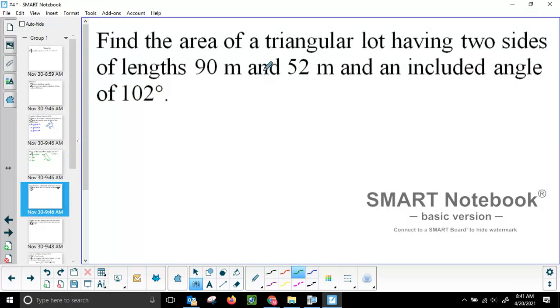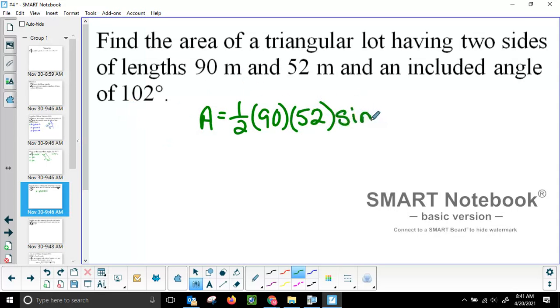Okay. Find the area of a triangular lot having two sides of lengths 90 meters and 52 meters and an included angle of 102 degrees, right? So we don't even have to label these as A, B, C, all of that kind of stuff. We know that the area is equal to 1/2 times both of the sides, times the sine of the angle.